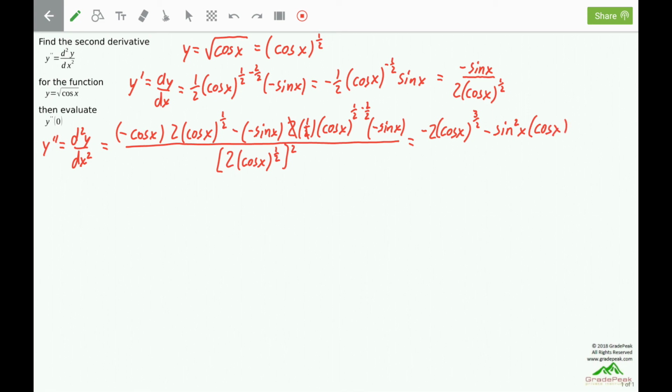And then we have the cosine of x to the 1 minus 2, negative 1/2 power, all over. The denominator, we can square each of those individually. 2 squared is a 4, and cosine of x to the 1/2 to the 2. You multiply the exponents, 1/2 times 2, which is 2/2, or just 1. Cosine of x to the first power.